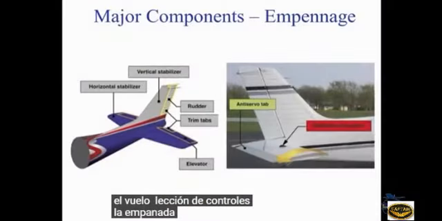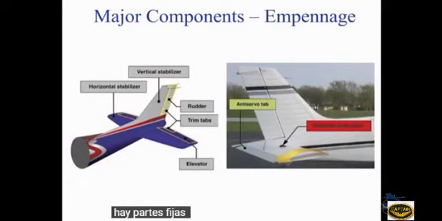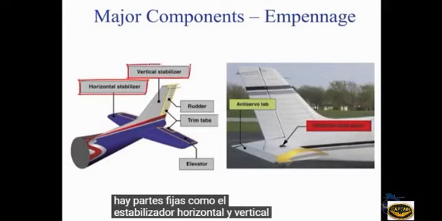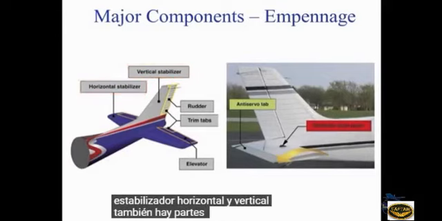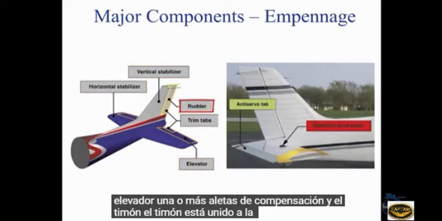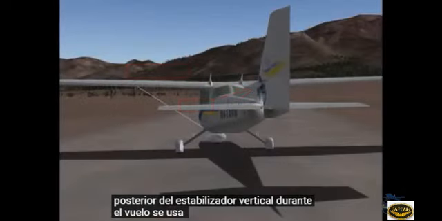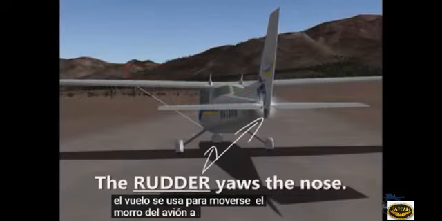The empennage consists of the entire tail of the aircraft. There are fixed parts, such as the horizontal and vertical stabilizer. There are also movable parts, such as the elevator, one or more trim tabs, and the rudder. The rudder is attached to the back of the vertical stabilizer. During flight, it is used to move the airplane's nose left and right.